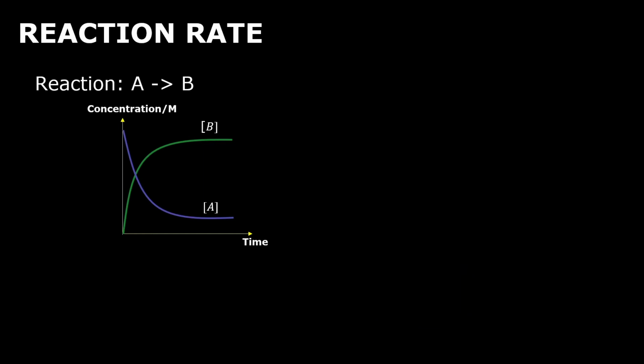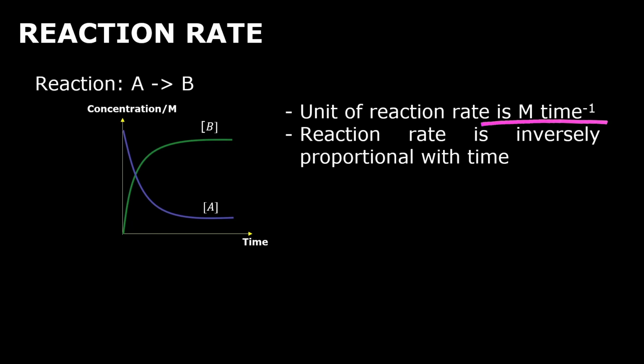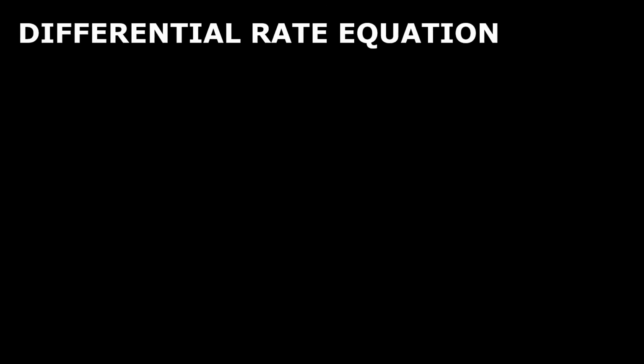The unit for reaction rate is molar per time, and the time can be second, minute, hour, month, or even years. And reaction rate is always inversely proportional to time. So it means that if a reaction takes longer time to complete, the reaction has a lower reaction rate, or vice versa. Now we move on to look at the differential rate equation.